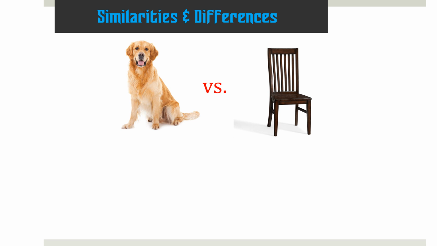Aaron? They both have like four legs. Oh, good. So we're doing similarities first. Okay, similarities. They both have four legs. Excellent. What else? That's the only thing they have in common? Interesting. Eva. They're both brown. Good. What else? Both have backs. Very nice. They both have backs. Excellent. What else? No other similarities?